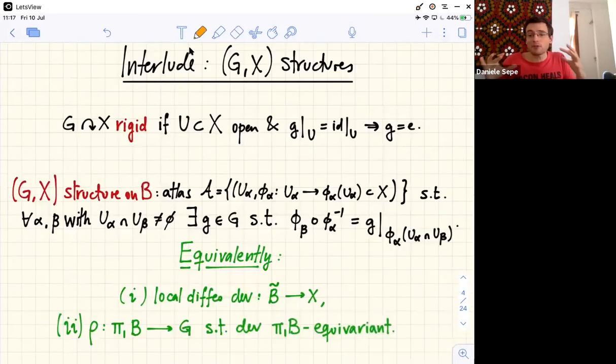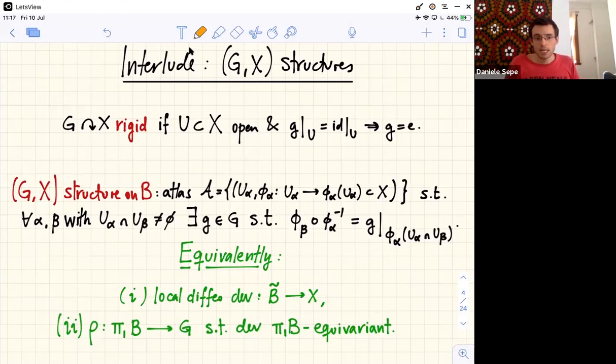So now I have to tell you about the third layer in my analogy. And this third layer is the one that you may be least familiar with. And for this reason, I have to take a step back and talk about what are known as GX structures. So you may never have heard of these, but you probably have heard of Klein's Erlangen program. And this is an incarnation of a way to think about Klein's Erlangen program.